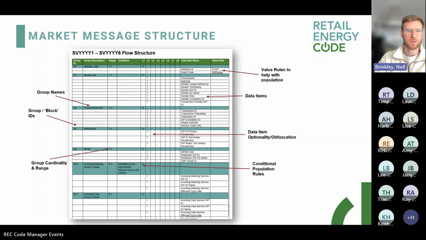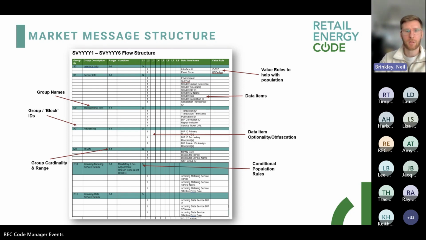Conditional population rules. So in this one, the B10 group or block, as they're known in the half-hourly world, is mandatory if the de-appointment reason code isn't deregistration. And then moving up on the left-hand side, we've got the cardinality and the range, which is displayed as current, the group or block IDs, and then the group names. And then the title at the top will obviously depend on which scenario variant is being referenced in the table below.